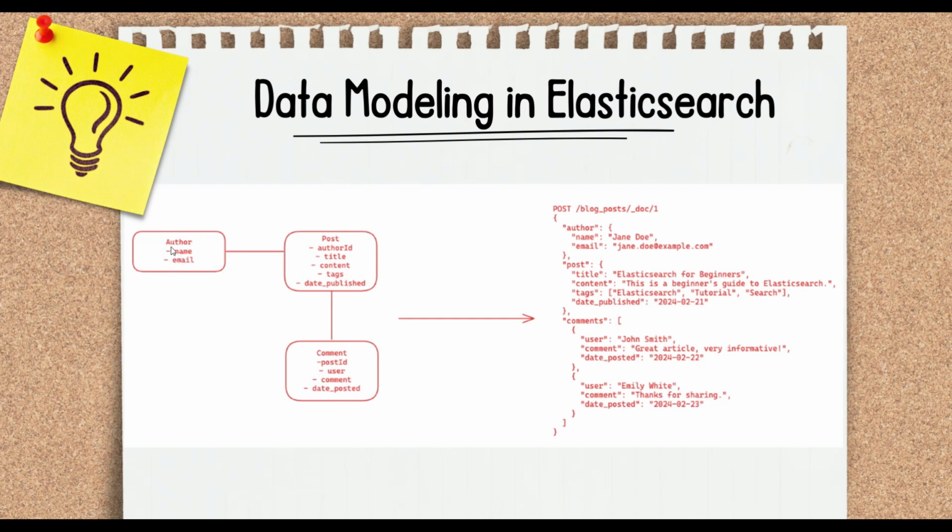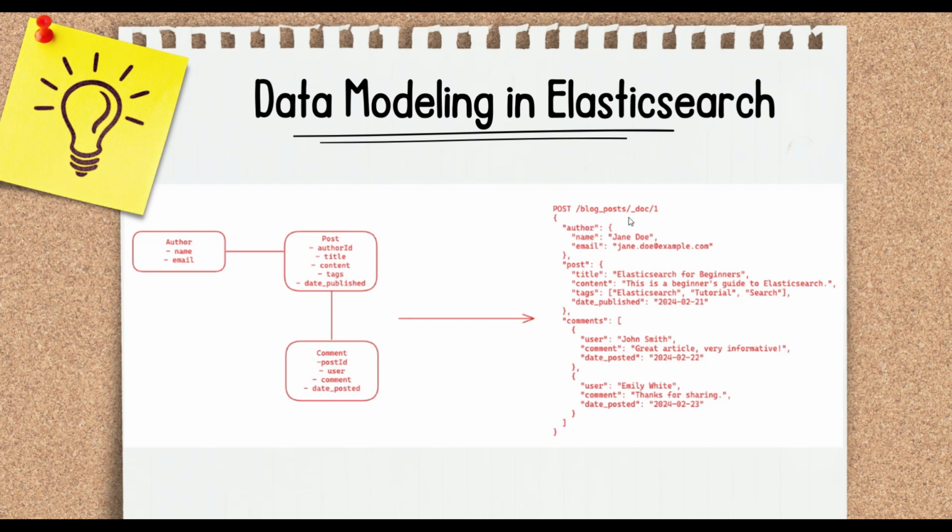We have this author table, this post table, and this comment table, and all are interlinked with foreign keys. This author has this relation with the author ID, and here a post ID. So how is this data represented, or how is this data modeling done in Elasticsearch?